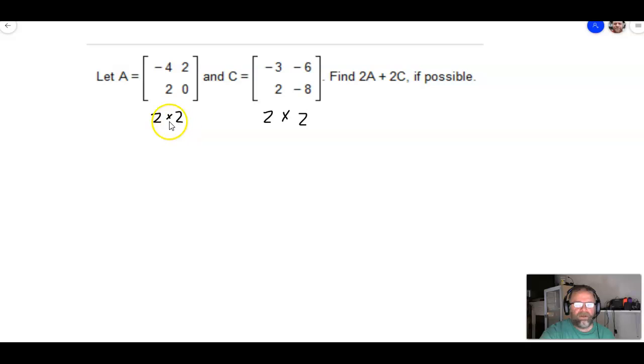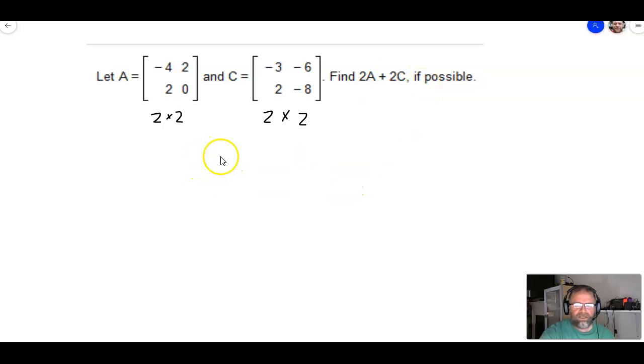Scalar multiplication of matrices means that we just take that number and multiply each element of that matrix to get our new matrix. So in other words, it's going to stay the same size. Even after we multiply by those 2's, we're still going to have 2 by 2 matrices. So it is definitely possible, and we will get an actual answer.